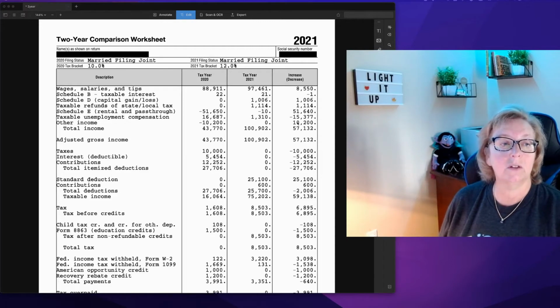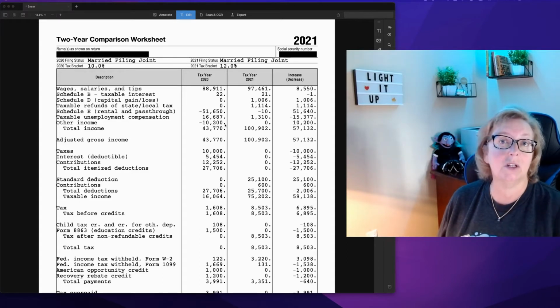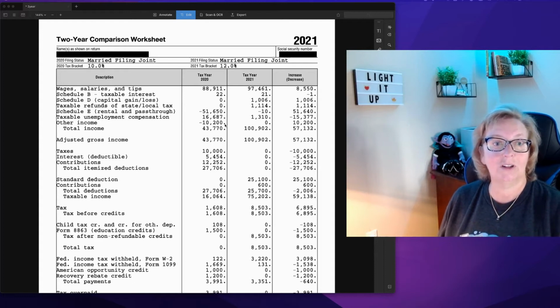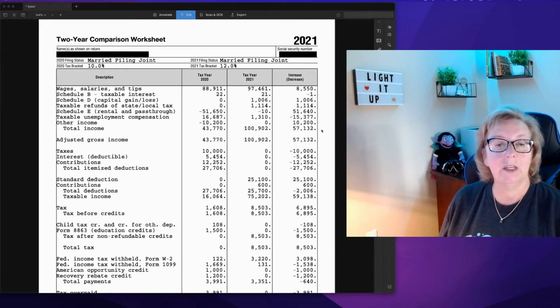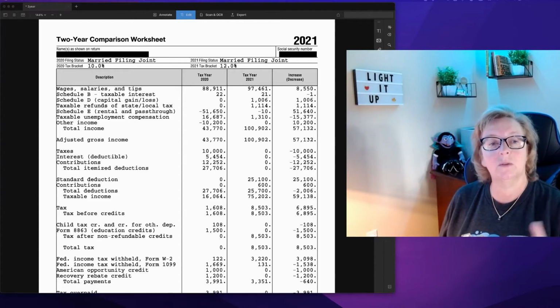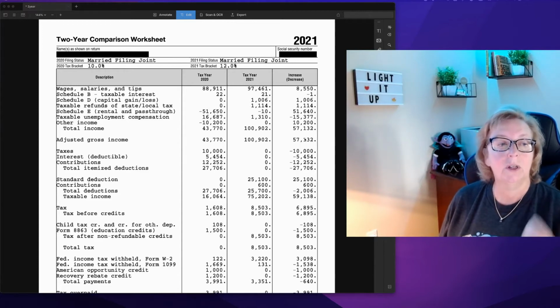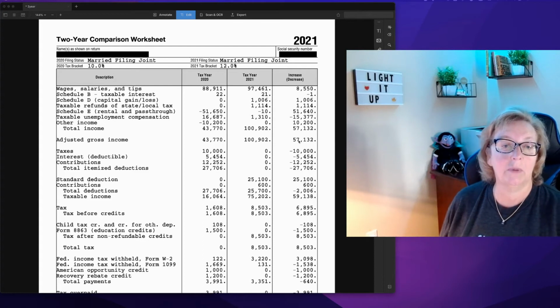Also, another factor, looks like they had unemployment that was not taxable. So that was added in on the one line and taken off on the second, based on the law that passed last year that said that unemployment wasn't taxable. So overall, a $57,000 swing in income. So income almost doubled based on that comparison.